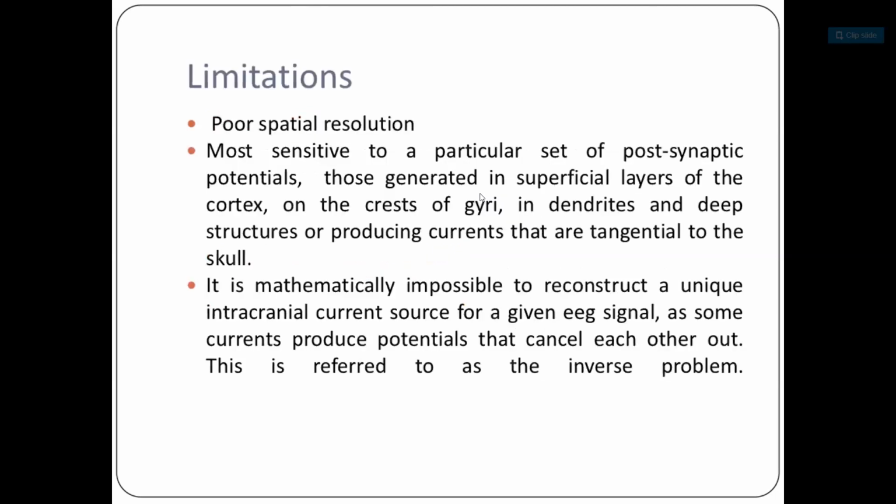What are the limitations of EEG? Poor spatial resolution, more sensitive to a particular set of postsynaptic potentials, those generated in superficial layers of the cortex, on the gyri, in dendrites and deep structures, producing currents that are tangential to the skull. It is mathematically impossible to reconstruct a unique intracranial current source for a given EEG signal, as some currents produce potentials that cancel each other. This is referred to as the inverse problem. So these are the limitations of EEG.